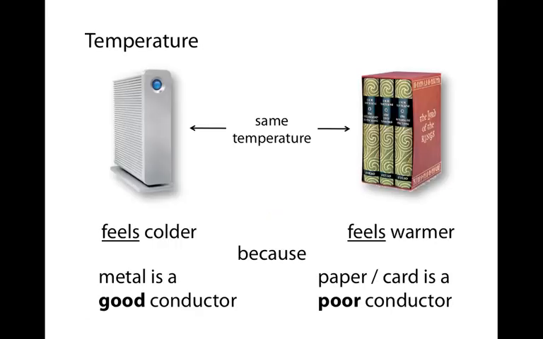Right, we'll look at it now. Two objects that are at the same temperature are not necessarily going to feel at the same temperature to your body. If you pick up something that's metal, and if you pick up something that is cloth or wood or some fabric, then they might well feel to be different temperatures even when they're at the same temperature.